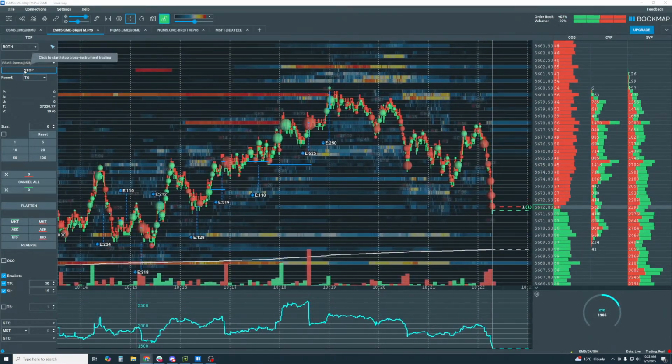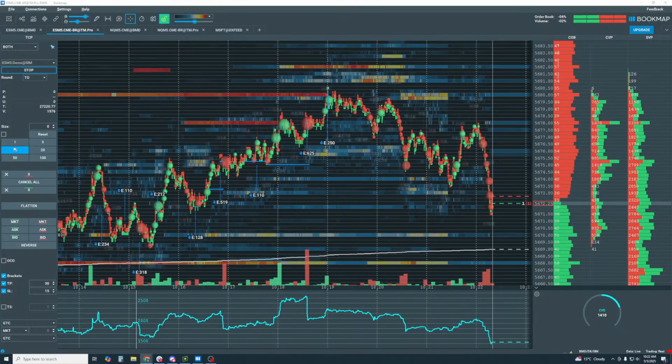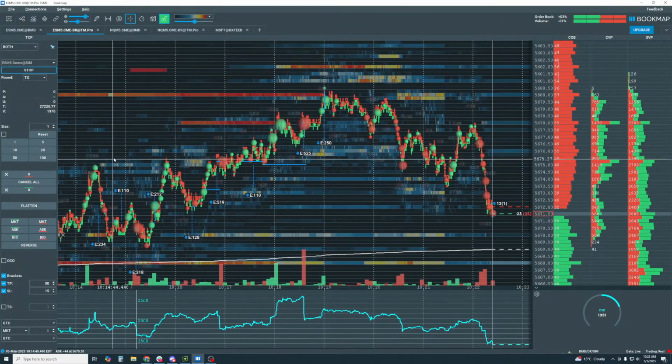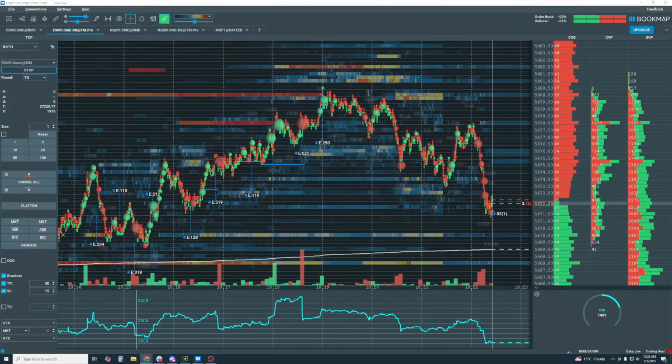That is the demo account mode, and that's what we're going to be trading in here in this live mode. And we'll select one contract. We're just going to trade one contract in here.